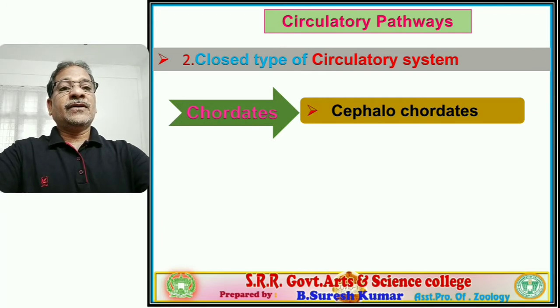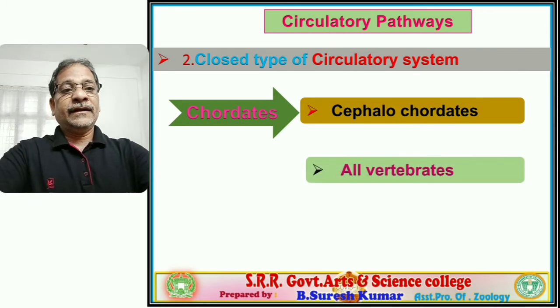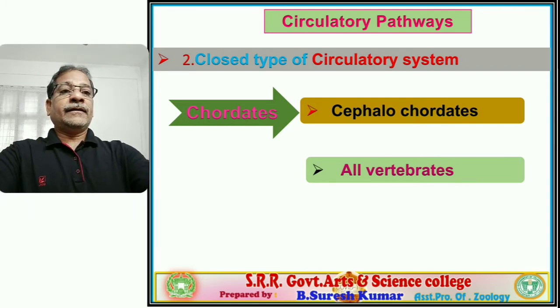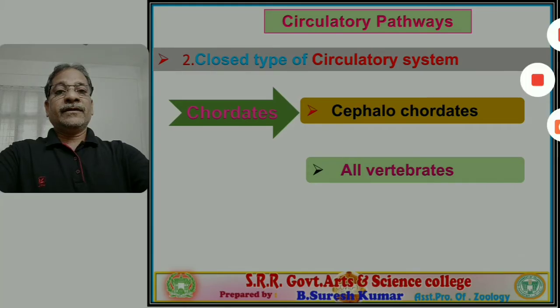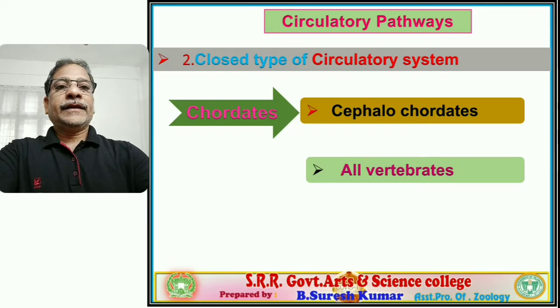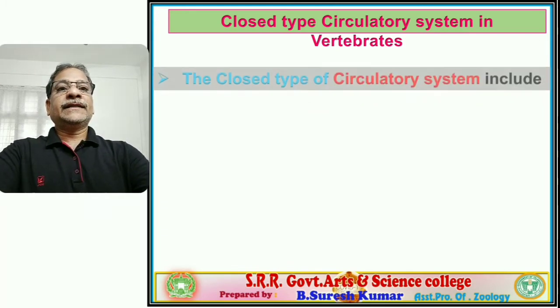In cephalochordates, we find a closed type of circulatory system, and then in all vertebrates. The vertebrates extend from cyclostomata up to chordates. Followed? Right. Next, the closed type of circulatory system in vertebrates, let us see.